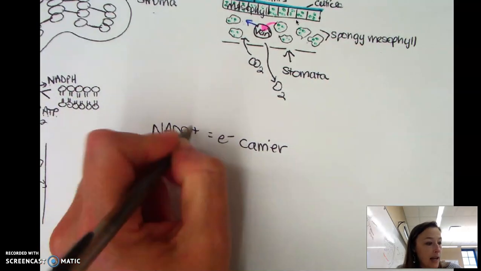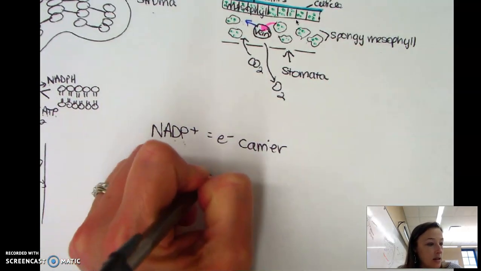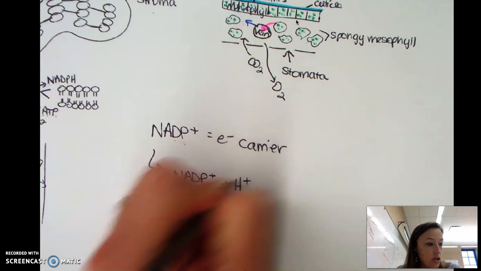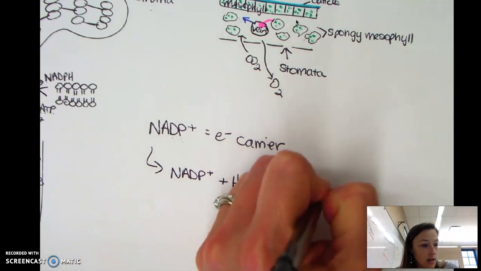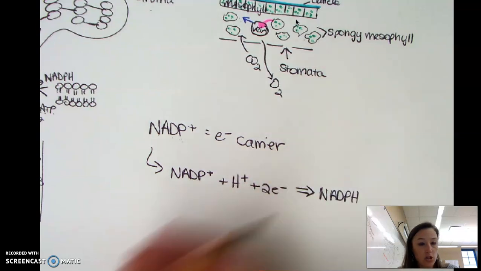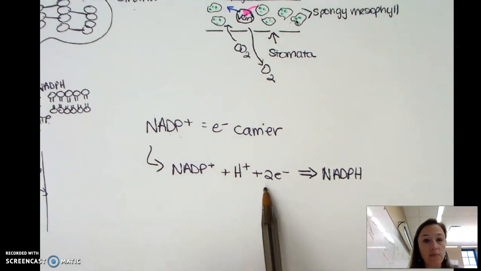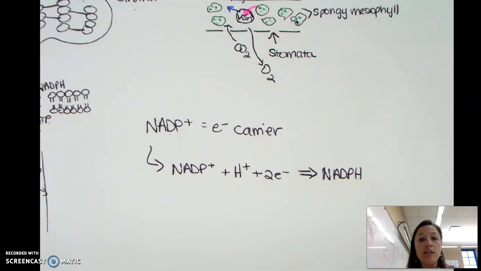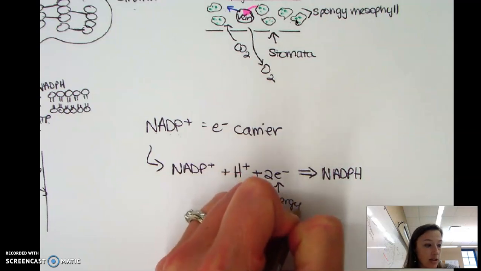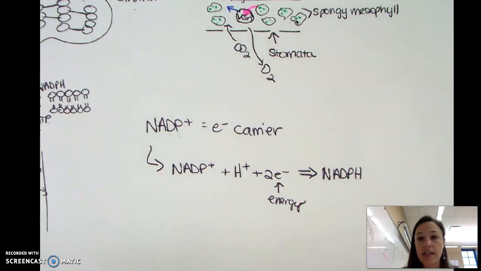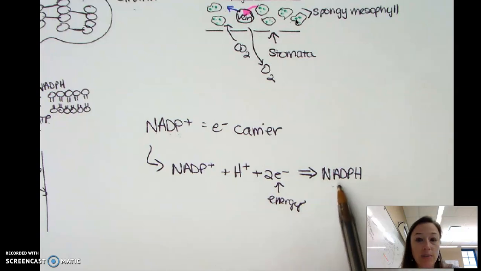All right. Now, NADP plus is going to grab a hydrogen and 2 electrons and become NADPH. And these electrons are going to come from the light reactions. They're going to get zapped with sunlight, so they're full of energy. So these have a lot of energy. Anytime you see electrons moving, generally you're seeing energy moving. And so this is a high energy molecule.